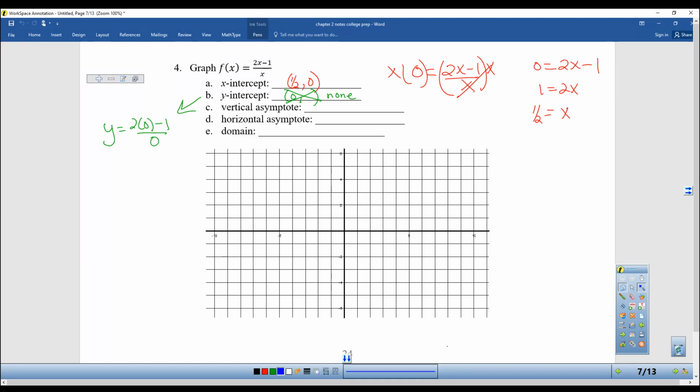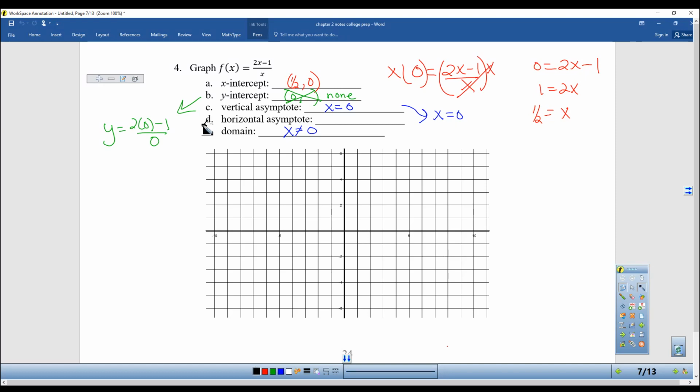Vertical asymptote is always x is equal to a number, and then domain is always x is not equal to that number. Well, we kind of just discovered it a second ago. So you set the denominator equal to 0. So there's nothing to solve there, it's already done. So the one number that x can't be in this equation is 0.